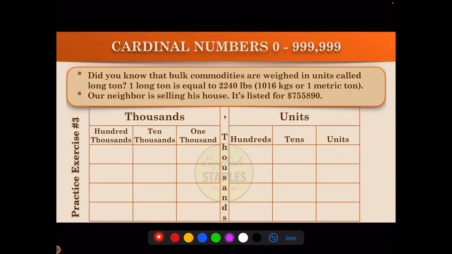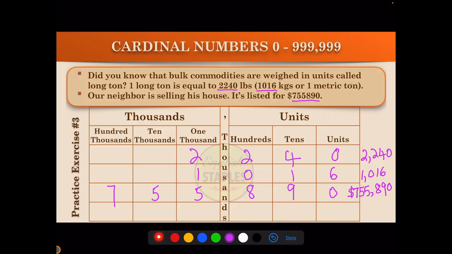Practice exercise 3. Pause the video here. And the numbers that I have underlined in purple, chart those numbers. And then when you're finished, come back and check to see what I have. How did you do?